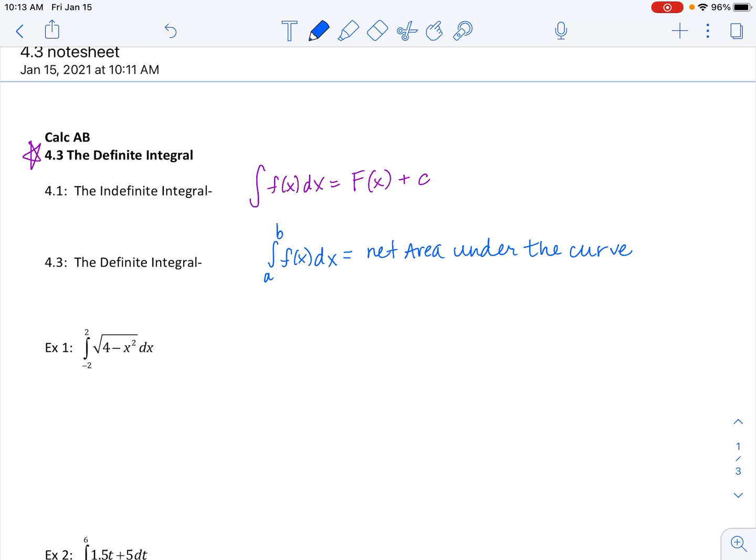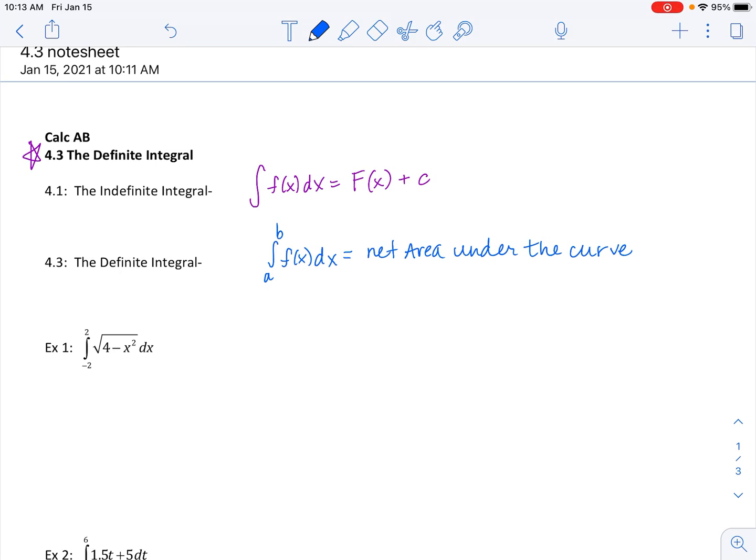The indefinite integral is indefinite because of that mysterious constant of integration. There's nothing definite about the function that solves that problem. But for the definite integral, the answer is a number. We're going to make a calculation about area. So that's the big idea difference between section 4.1 and today's lesson.